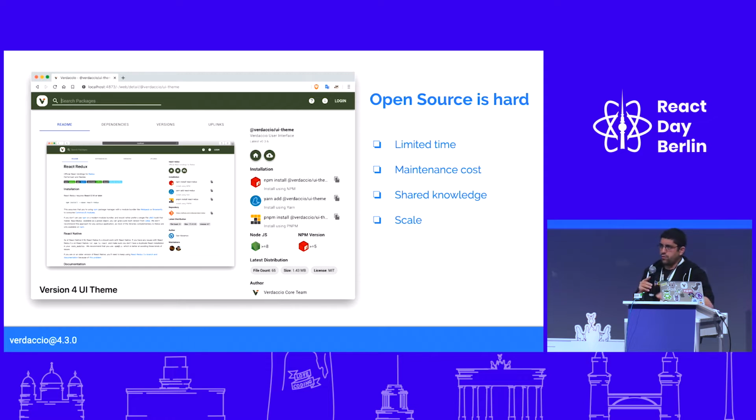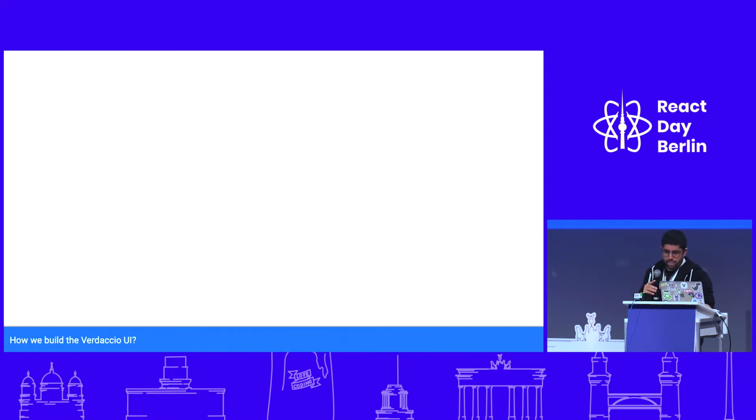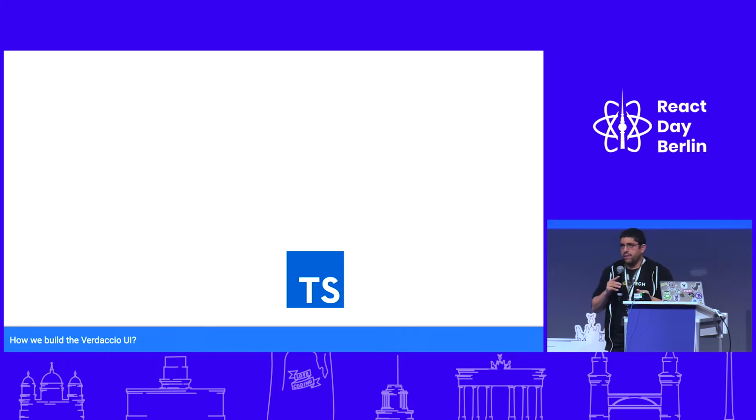So what have we done in order to tackle all these problems? First of all, we use TypeScript. At the beginning, we were using Flow. But TypeScript is really nice, not only because it's awesome, but because it has types. And types are knowledge, and the knowledge is in the code. If you're contributing to an open source project, it's much easier to understand what we're doing there.